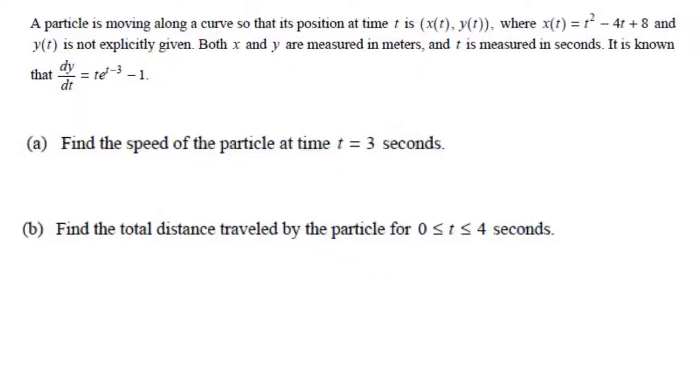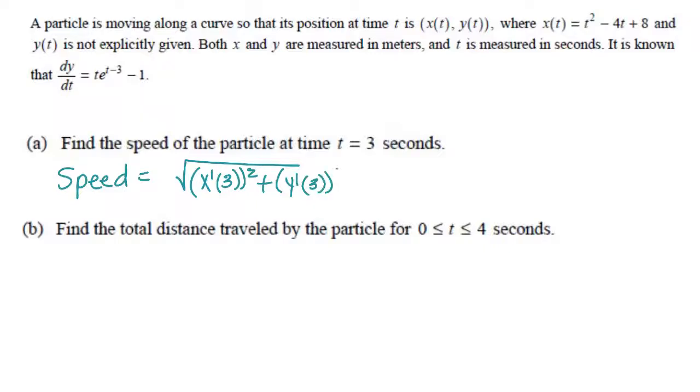Okay, our next problem, find the speed of the particle at time t equals 3. So finding our speed, again, that's going to be the square root of x prime at 3 squared plus y prime at 3 all squared. And hopefully that's going to get you 2.828 meters per second.